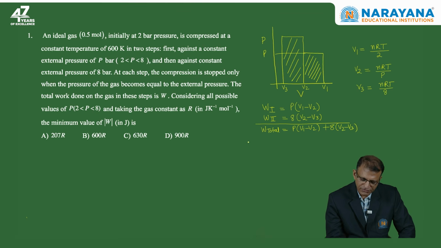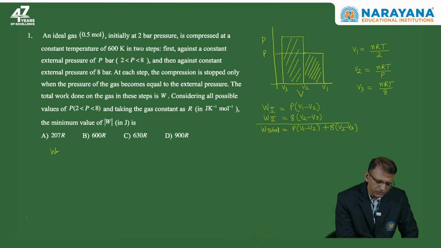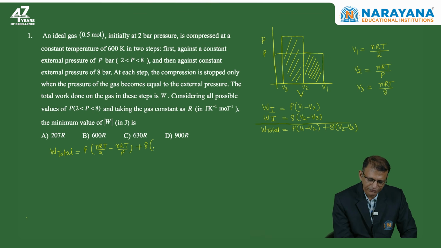So if we put this value, I can write that the total work done is equal to pressure, we have to take that P only, and then V1 I have to put the value. So nRT divided by 2 minus V2 is equal to nRT divided by P, then 8 times of V2 we are writing nRT divided by P, and V3 is equal to nRT divided by 8.